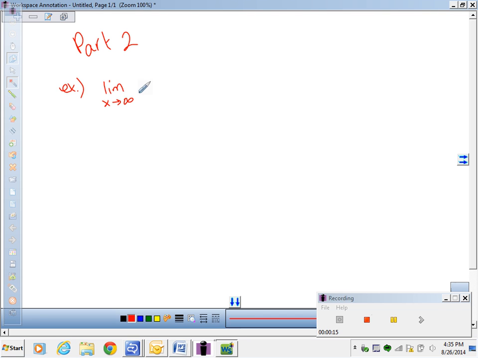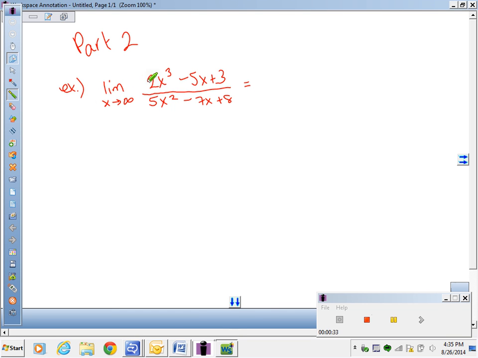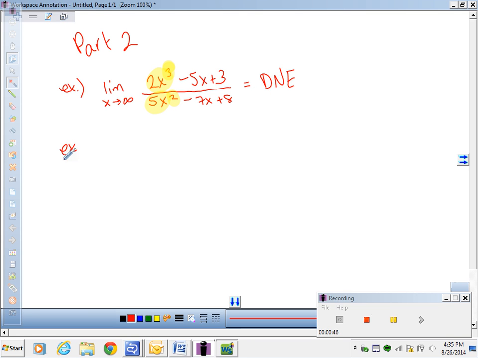If I had something like 2x cubed minus 5x plus 3 over 5x squared minus 7x plus 8, I want to look at those leading coefficients, the leading degrees, so those leading terms. The degrees are different, and the top one is bigger than the bottom one, so my limit does not exist for this one. Okay, let's do another example.